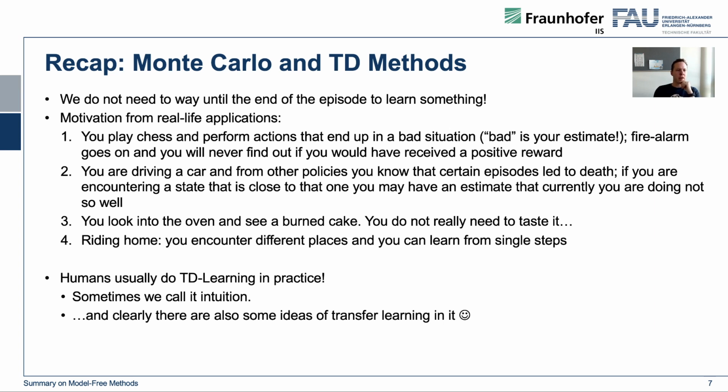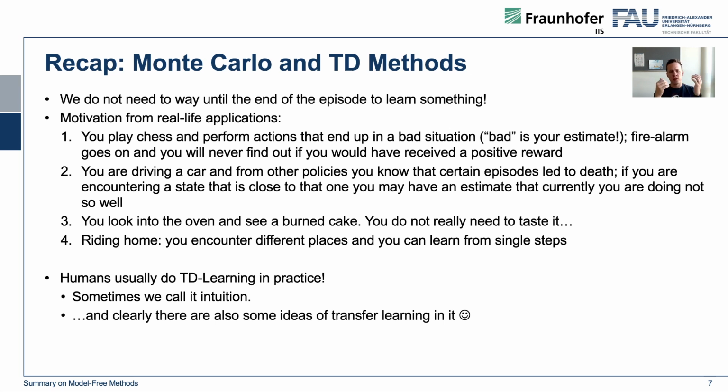The next example would be you're driving a car, and from other policies you know that certain kinds of episodes lead to a death. And now if you're encountering a state that is close to some of those states that you have seen, you already have an estimate that you're currently not doing so well. So in order to learn that ending up in this state was not good, you can immediately learn from it. You do not need to actually die in order to update your value function to know that the state was bad. You already know it, and you can update it incrementally and bootstrap the information.